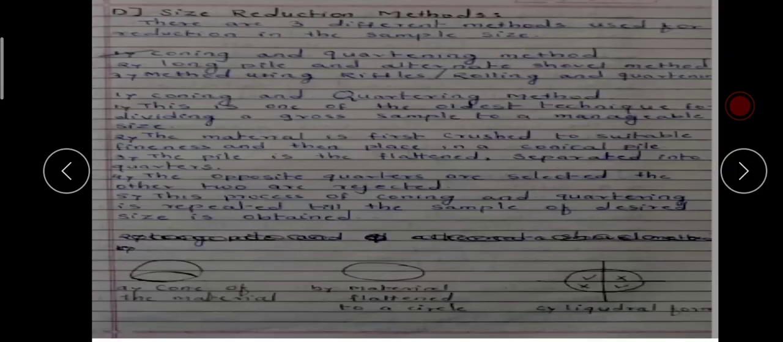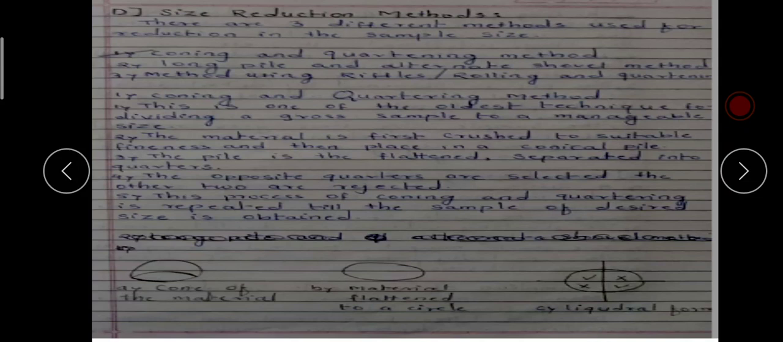Then sampling of the solid. In that we have seen the 4 points: sample size, multi-stage sampling, sequential sampling, then size reduction method. This size reduction can be done in 3 ways that we have already seen: coning and quartering, long pile and alternate method using riffles, or rolling and quartering.